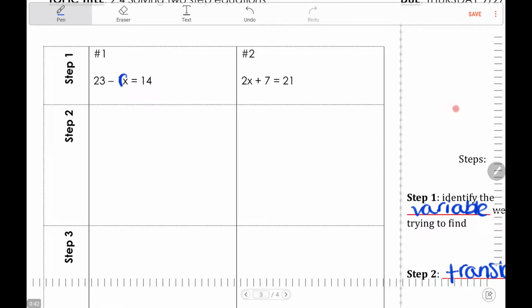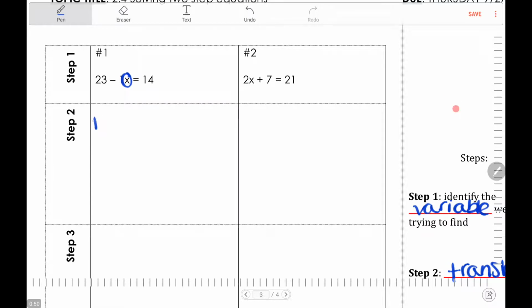So I'm going to identify my variable first. Okay. Step 2, I'm going to translate. So I have a positive 23 minus a 1 times x. Okay, so here's where things can get a little confusing. So when I'm identifying the inverse, I'm identifying piece by piece. So I have a positive 23, and the inverse of positive 23 is negative 23. And I have a takeaway, negative 1 times x.